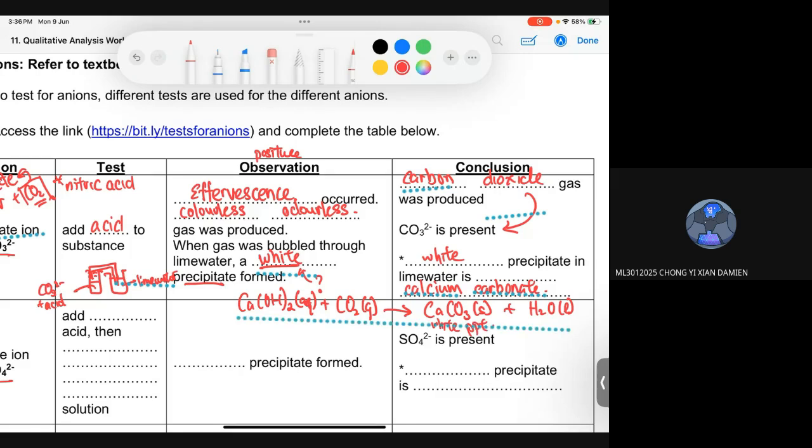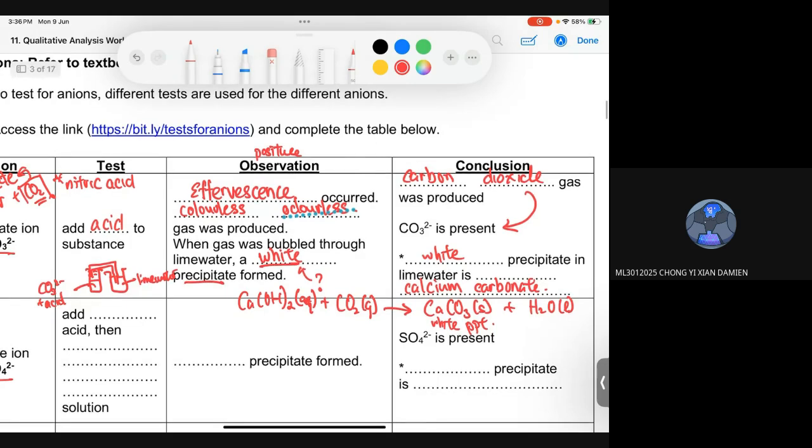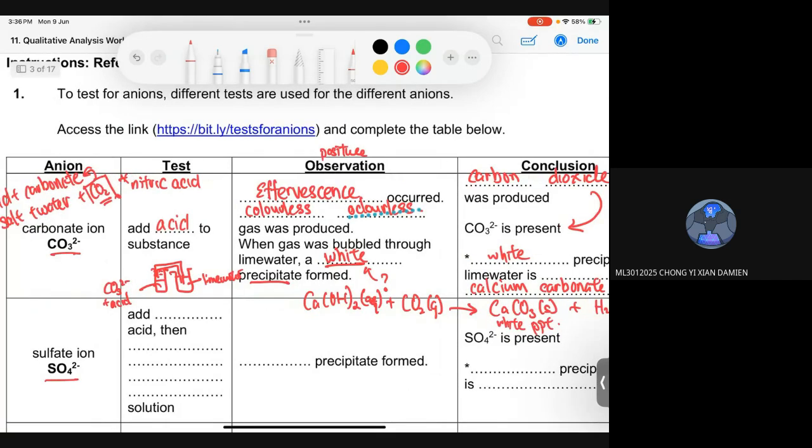Okay, so this is actually what's happening each time when you bubble the carbon dioxide gas into lime water. That's why you actually get a white precipitate form. It's actually calcium carbonate forming because your CO2 is reacting with the calcium hydroxide. Okay, so this is how you test for the carbonate. Every time you add acid, it will react with metal, base, or carbonate, right? That's why in the carbonate test, if you know CO2 is produced, you know that carbonate is present. Okay, so that's actually how this particular test works.